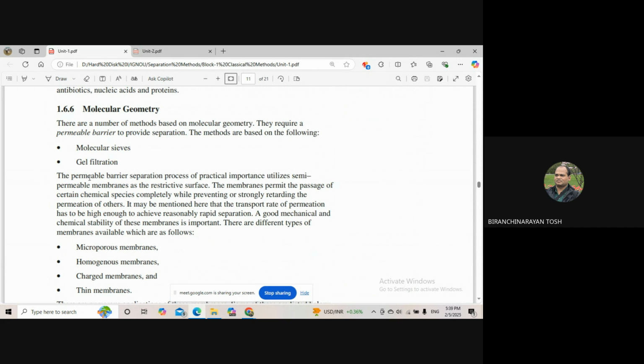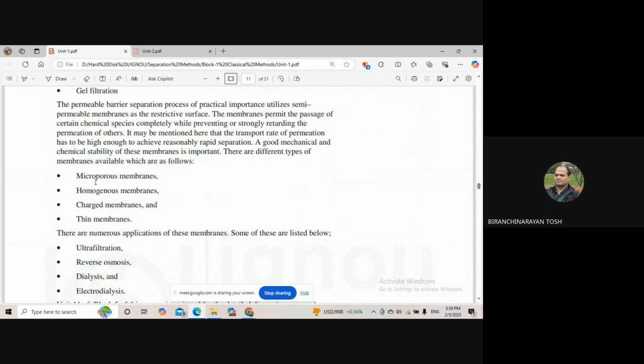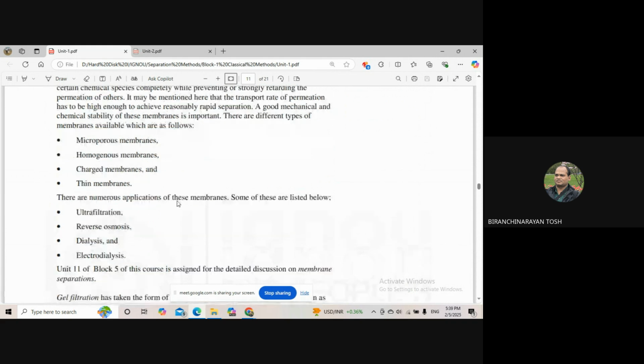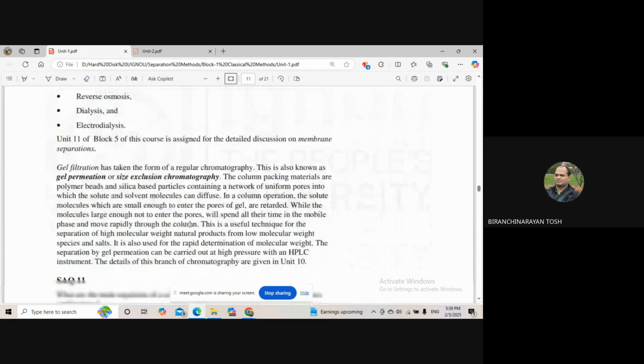The permeable barrier separation process of practical importance utilizes a semi-permeable membrane as the restrictive surface. Different types of membrane are available, which may be microporous membrane, homogeneous membrane, charged membrane, and thin membrane. Similarly, there are numerous applications of this membrane. Some are ultrafiltration, reverse osmosis, dialysis, electrolysis. And in case of gel filtration, you have gel permeation or size exclusion chromatography (GPC).